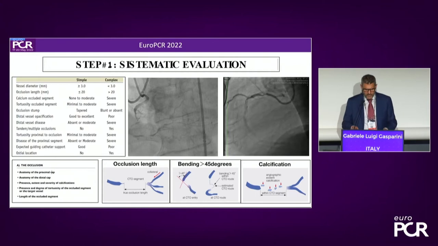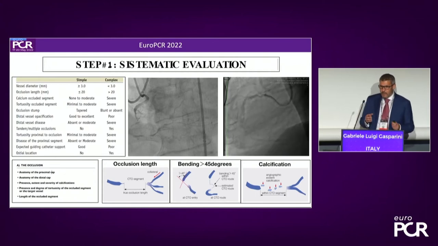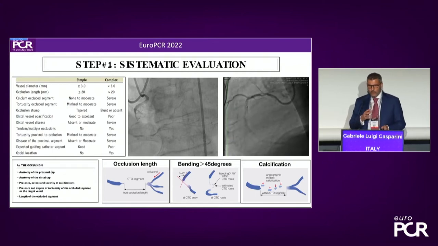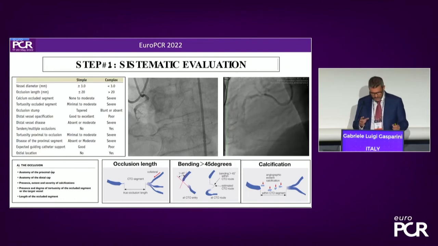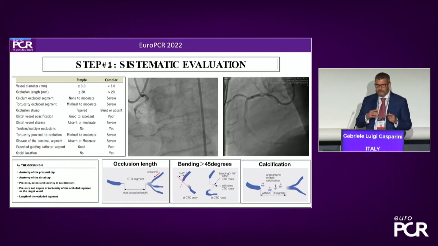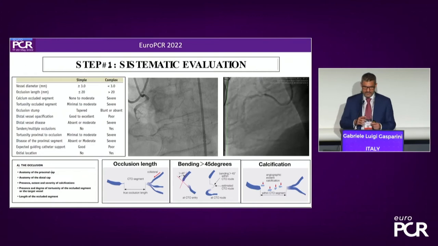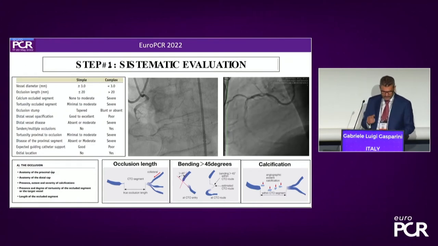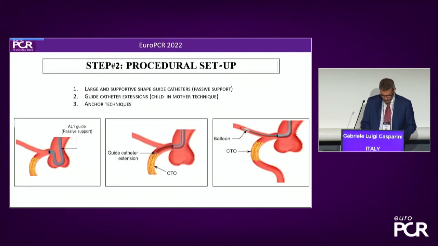The first step is to have a systematic evaluation. I mean, we don't have just to look and to analyze the CTO body, but also all the other anatomical characteristics that can affect the procedural success, such as vessel diameter, anatomy of the proximal cap and distal cap as well, the extent and severity of calcification, the presence of degrees of tortuosity along the occluded segment, and of course, the length of the occluded segment.